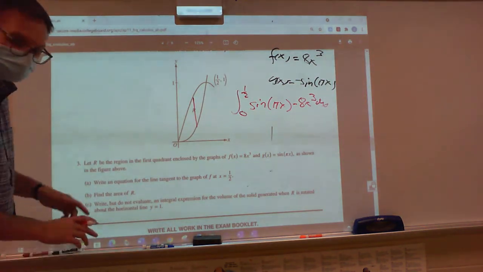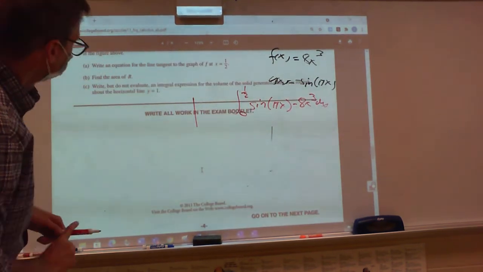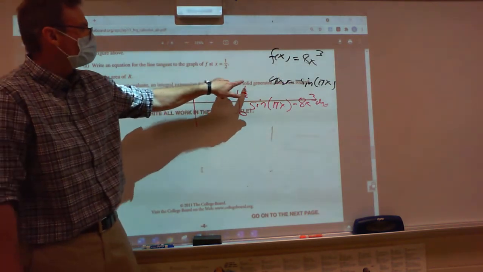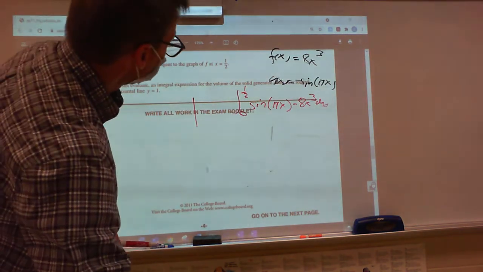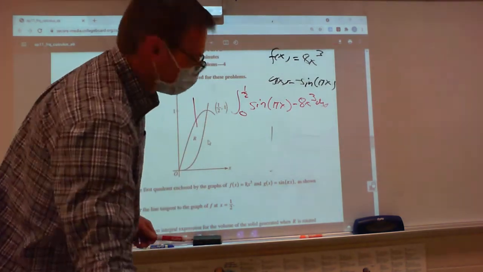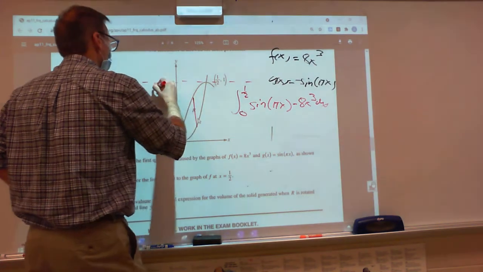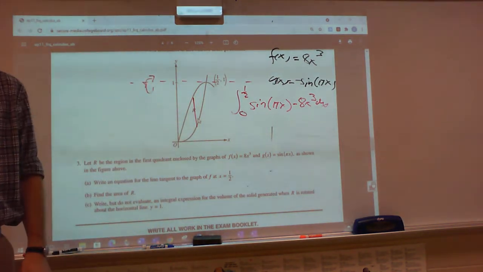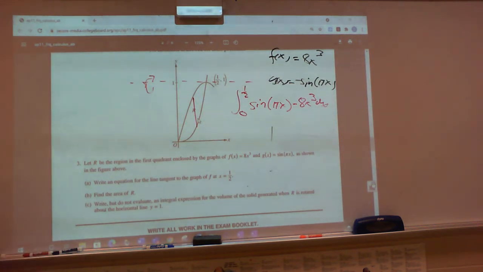But next, notice what this says. And I want to make sure everybody in class can see this. It says, write but do not evaluate an integral expression for the volume of the solid generated when R is rotated around the horizontal line y equals 1. Meaning, here's what they want. Here, let me get this back up. They want you to set up spinning that. Is that a hard question now?